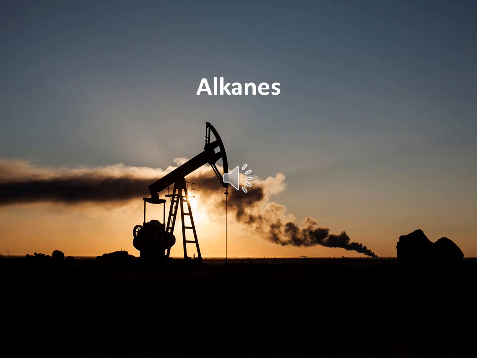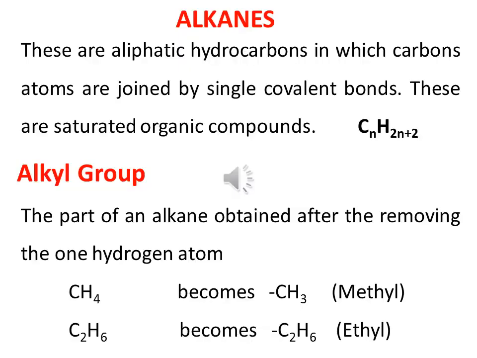The simplest alkane is methane, in which one carbon atom is attached to four hydrogen atoms, forming four single covalent bonds. Next comes ethane, which has two carbon atoms linked together through a single carbon-carbon covalent bond. The general formula for alkanes is CnH2n+2. The simplest alkane is the gas methane, whose molecular formula is CH4.